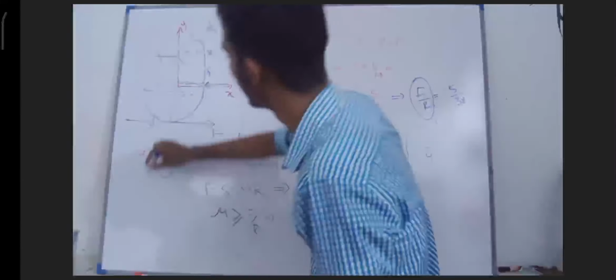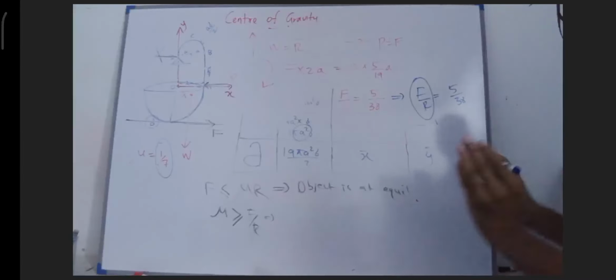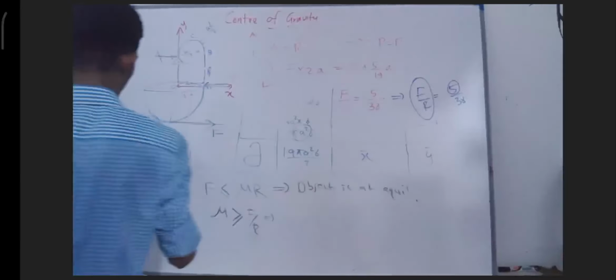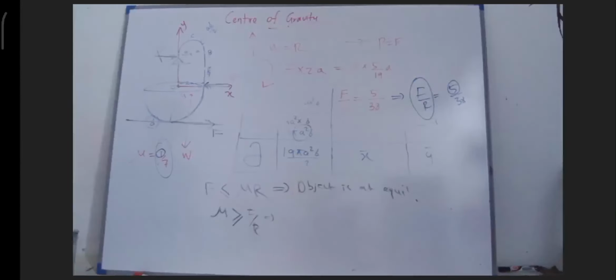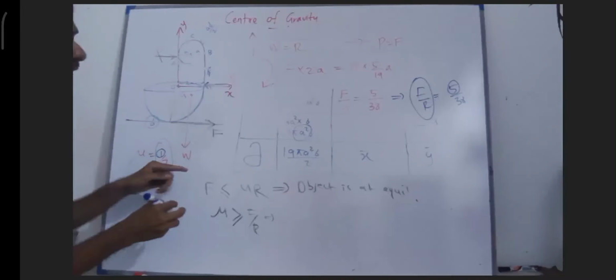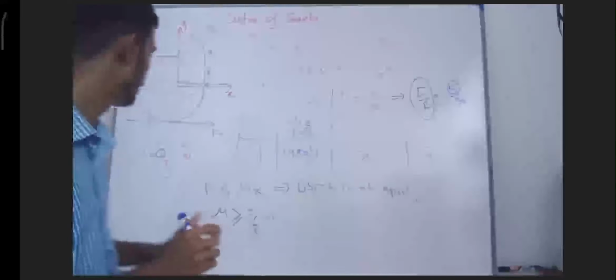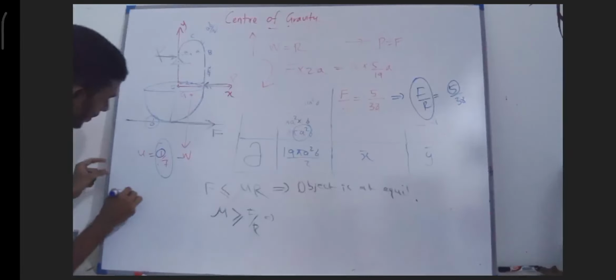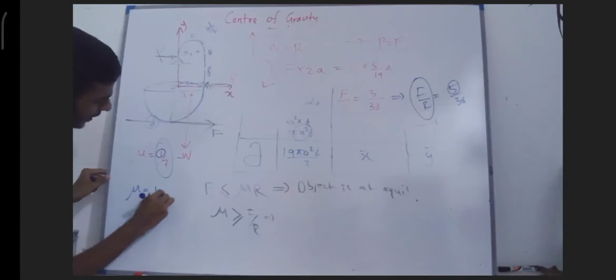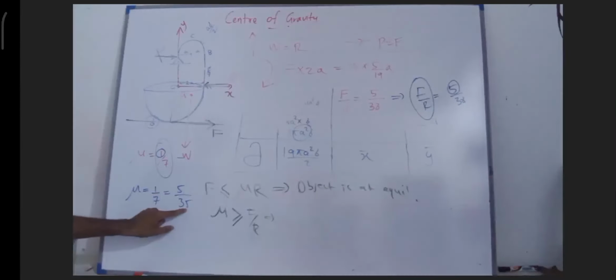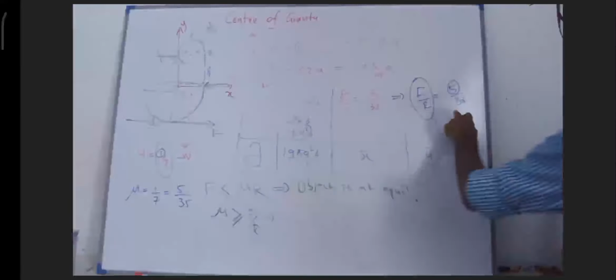And here 1 by 7 is there. I have to compare these two. Now in the numerator I have 5, and in the numerator of the friction coefficient we have 1. So in order to compare, I should have the same numerator or denominator. So mu is equal to 1 by 7, that is equal to 5 by 35. Now 5 by 35 is there, 5 by 38 is there.